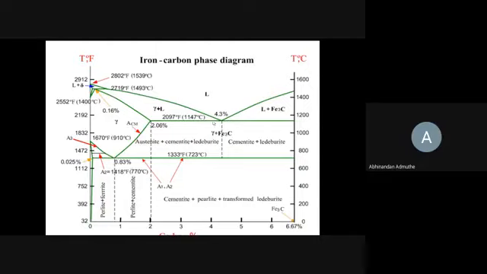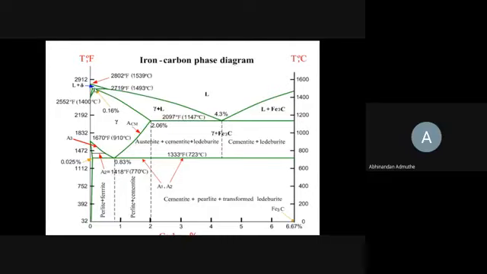Similarly, if you calculate the degrees of freedom at this point, that is 1147 degrees centigrade and 4.3% carbon, it is equal to 0. There are 3 phases here: liquid, austenite and ledeburite. So if you substitute, you will get F equals 0. Similarly, at this point, 0.16% carbon, 3 phases are present: liquid, delta and gamma, with 2 components, iron and carbon. Again you will get the degrees of freedom equal to 0.